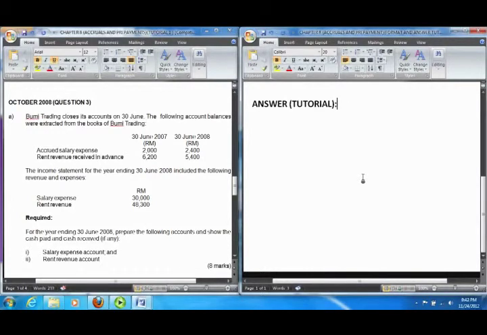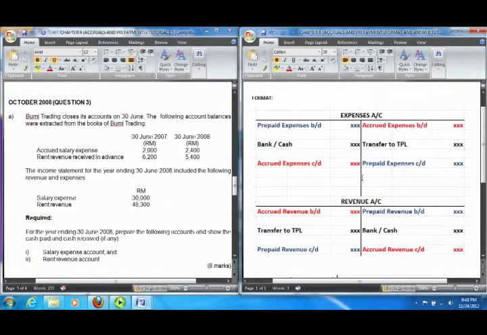First of all, I want to recommend a format that makes it easy for you to answer this question. This is the format on the right side: expenses account and revenue account. When you construct an expenses and revenue account, you need to make sure that you have 4 items in your account. First is your BD, second is bank and cash, third is transfer to TPL, and last is your CD.